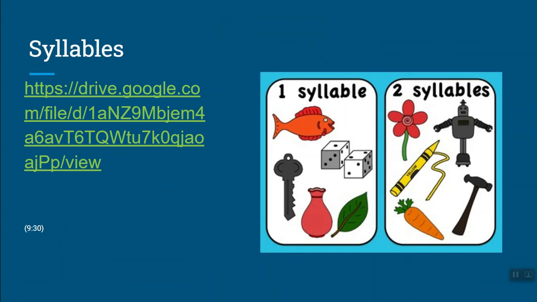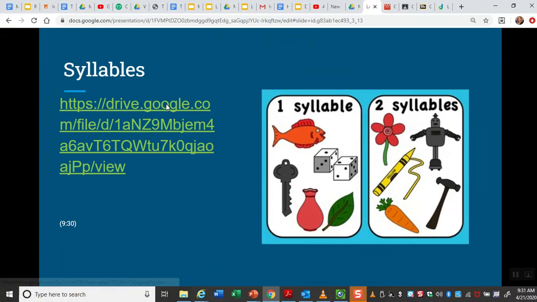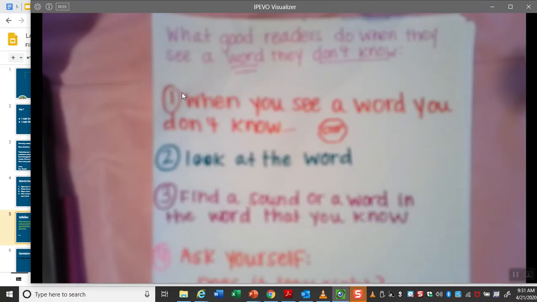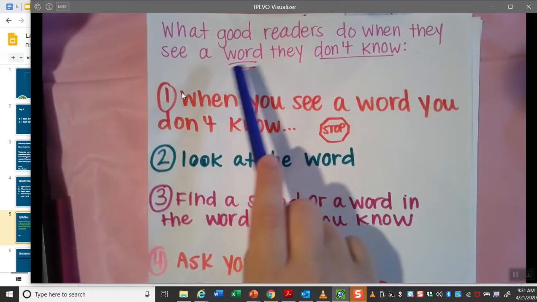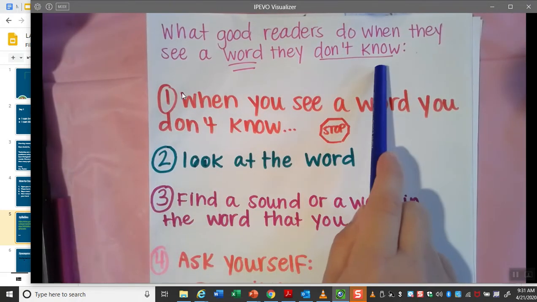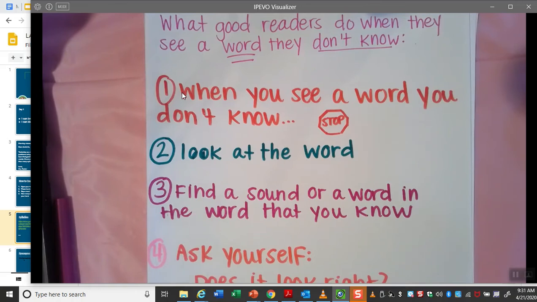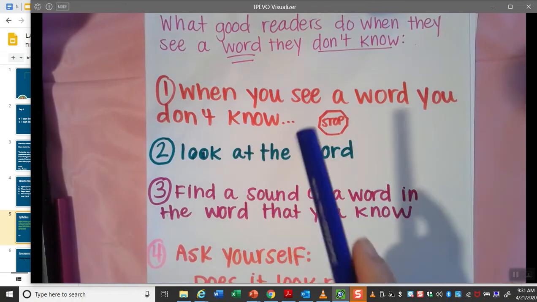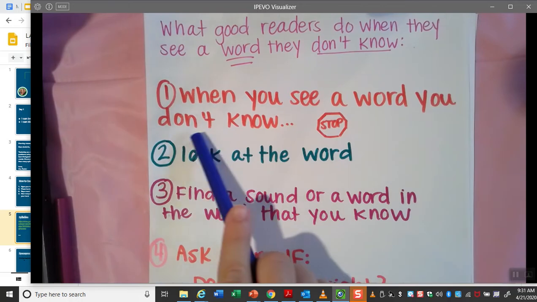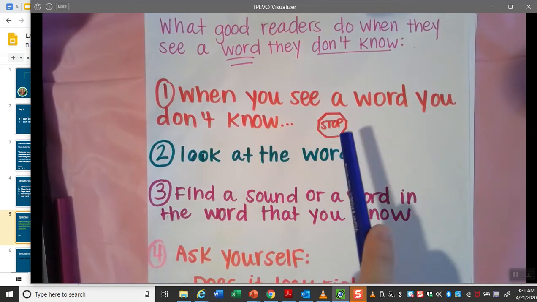So, we are going to use what we know about syllables and breaking up words to solve words that we may not know when we're reading a book. Because good readers take the time and they use strategies to solve words that they don't know when they're reading. So some of this may sound familiar to you. All right, so I'm going to bring you through what good readers do when they see a word that they don't know. It happens a lot, but if you use this strategy, you can better understand what's going on in your story. So number 1, when you see a word that you don't know, the first thing is to stop at that word.